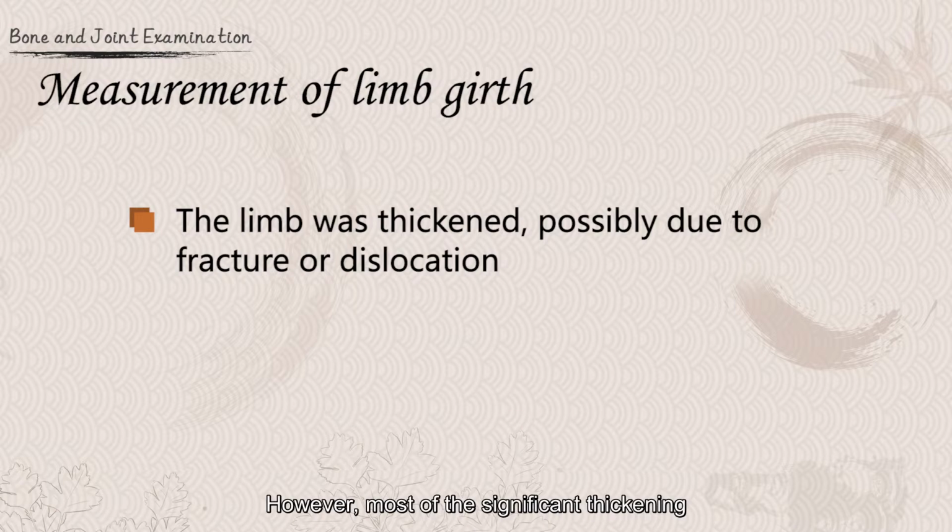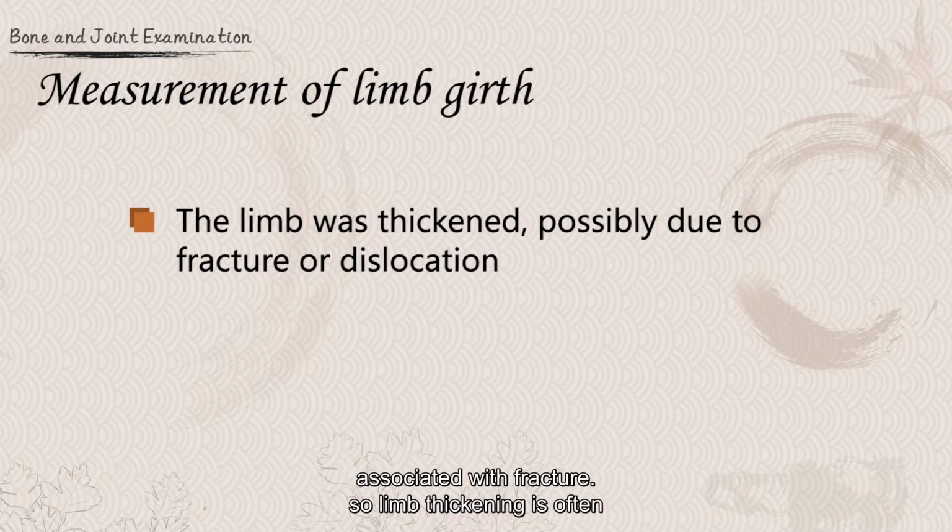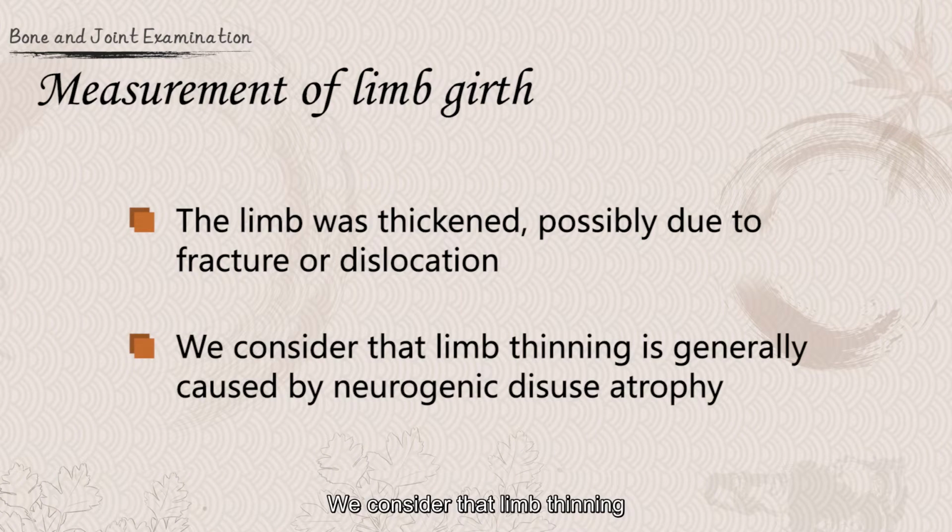However, most of the significant thickening is due to massive bleeding, and the amount of bleeding caused by dislocation is relatively small, so limb thickening is often associated with fracture. We consider that limb thinning is generally caused by neurogenic tissue atrophy. For example, protrusion of intervertebral disc compresses the nerve, resulting in muscle loss of nutrition and atrophy.